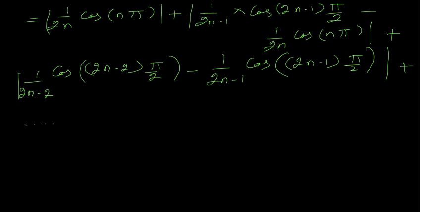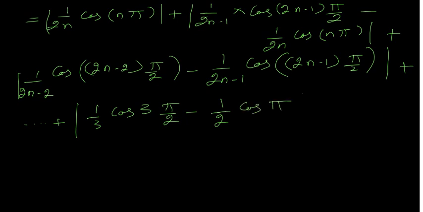plus you continue this process, plus this is 1 by 3 times cos of 3 times pi by 2 minus 1 by 2 times cos of twice pi by 2, that's cos of pi, plus the last one is f of 1 by 2 minus f of 1, f of 1 by 2 is 1 by 2 into cos of pi minus f of 1, which is 1 into cos of pi by 2. That's the last one.